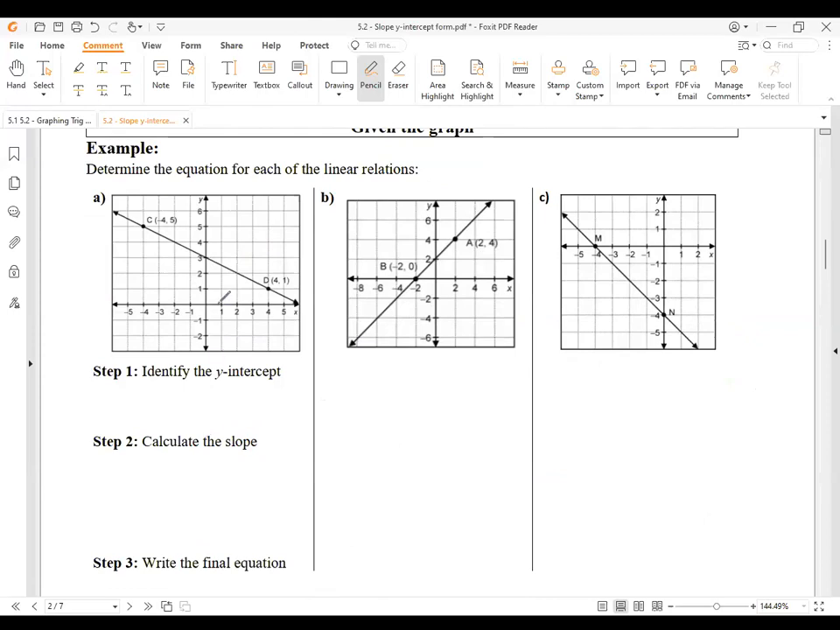Here we go. What is my y-intercept? Going once, going twice.